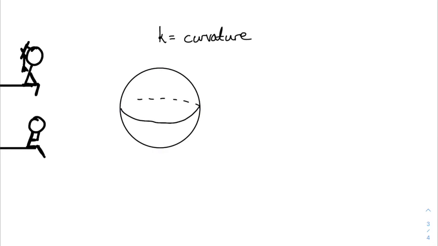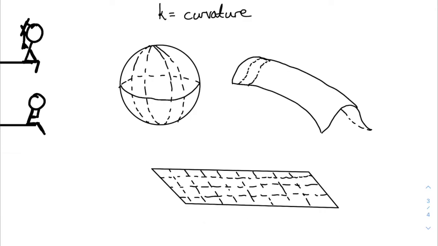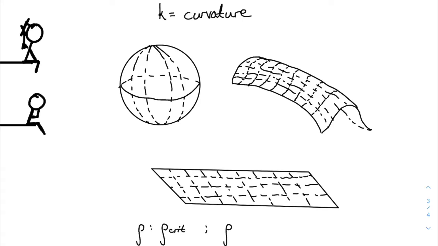Well, that's a very good question. k, as mentioned, is the curvature, and this can be used to indicate the shape of our universe, whether it is spherical, hyperbolic, or flat. And this is determined by taking the ratio of the density over the critical density. The critical density itself is calculated by dividing the curvature by the radius of the amount of space that we're considering, and this result is used to determine omega.